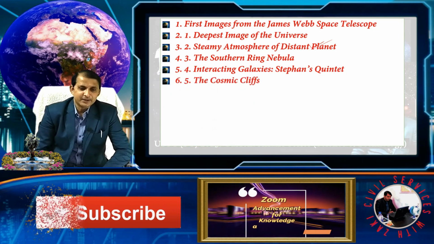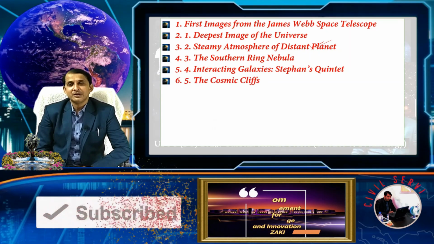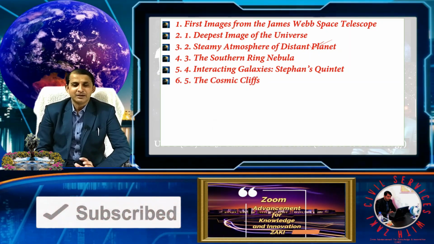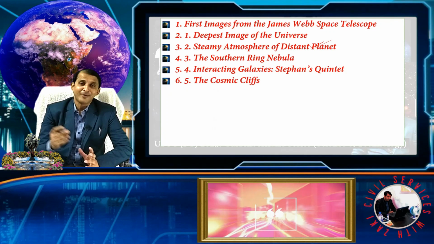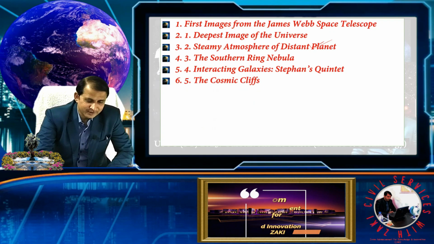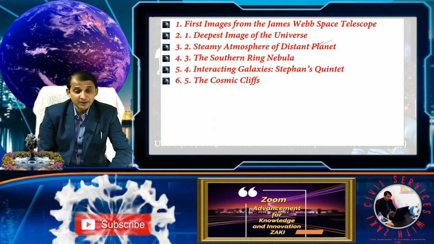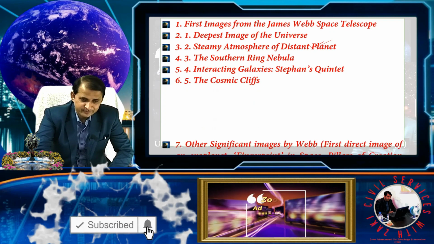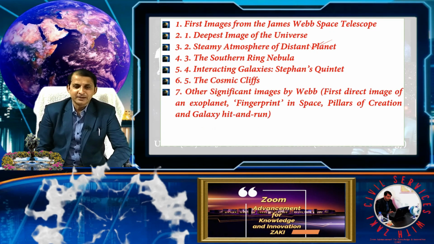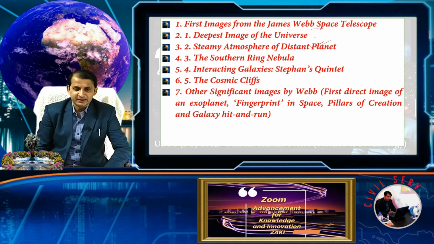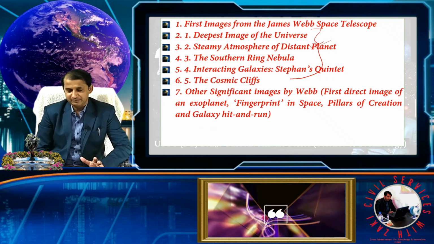Another is the cosmic cliff. What is this cosmic cliff? It basically looks like a mountain. We see this type of picture and discuss these images. Basically, these five images are the first images from the James Webb Space Telescope.